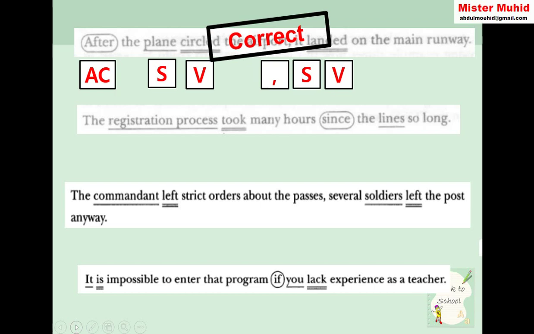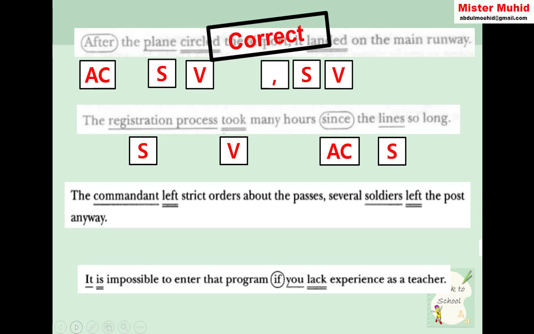And then number two, the registration process took, so it means we have a subject and we have a verb. And then we have line as the subject. Also we have a connector, since, but we don't have any verb. So it means number two is incorrect. Okay. What about number three? Can you guess? Anybody knows?